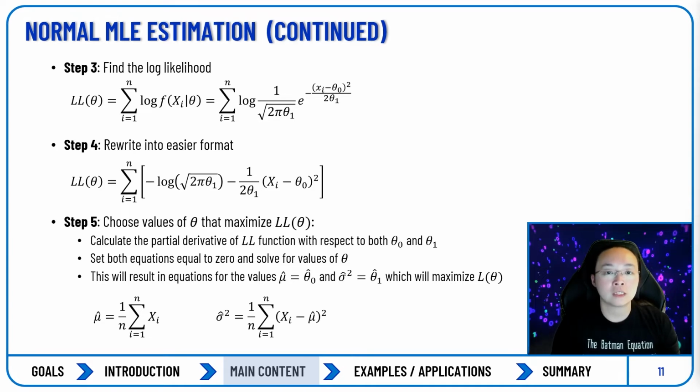This will result in equations for the values mu and sigma squared, which help to maximize our likelihood function. Typically, these two values are represented as follows. We have mu hat like this, and we have sigma squared hat like this. So you've probably seen these forms before, but we can run all of this through code to make things a lot easier. Overall, this is the method of normal MLE estimation, but there are also so many variations based on what distribution you're using.